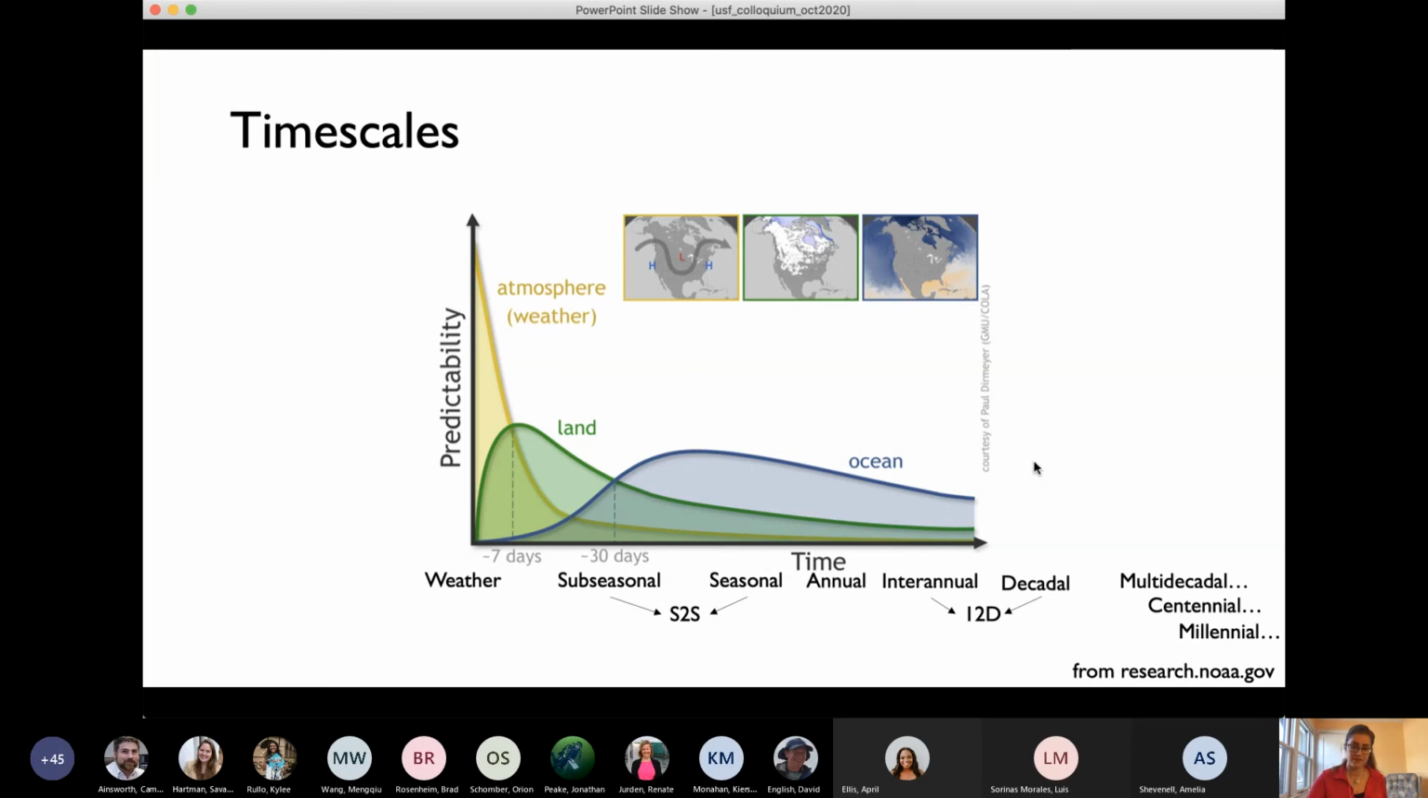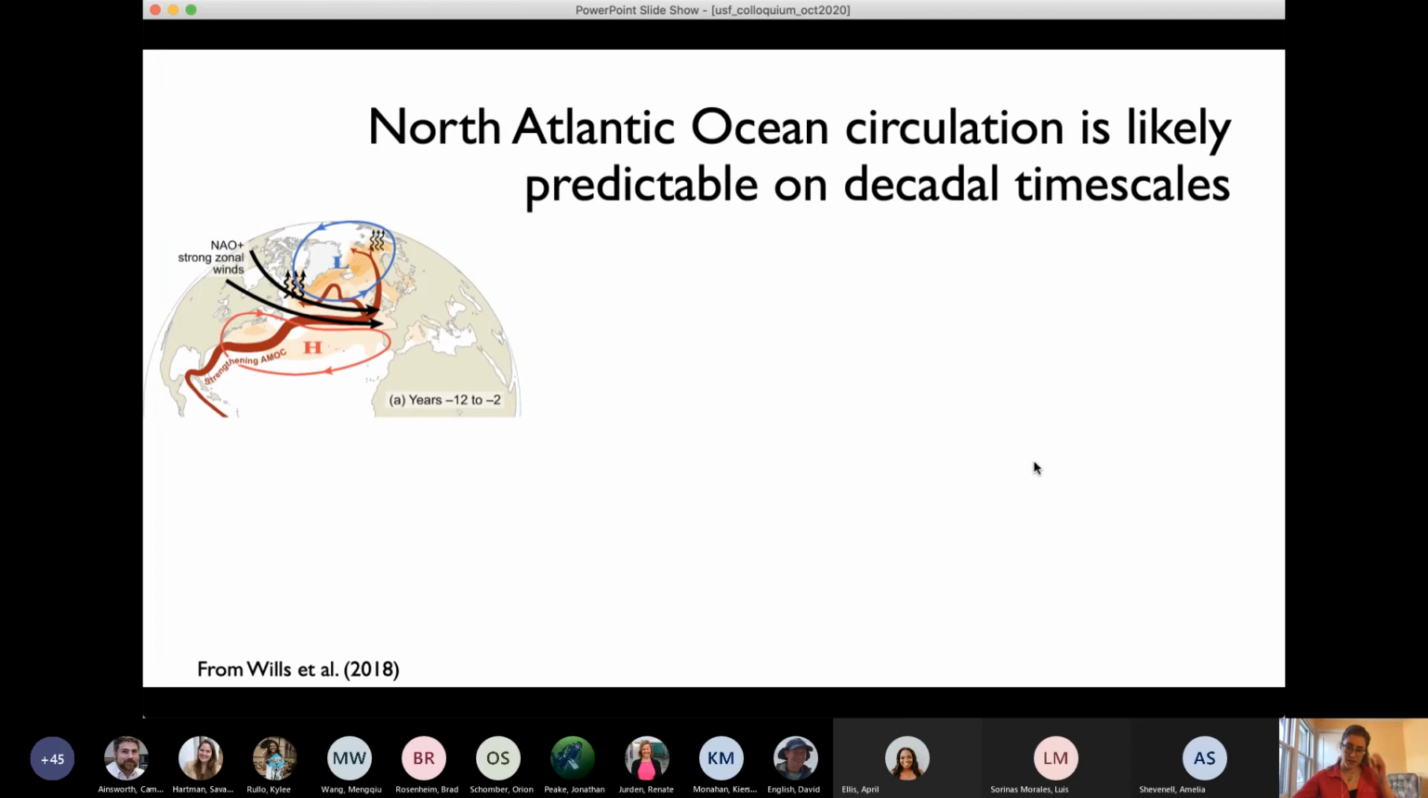So one of the reasons why we think that we should have predictability on decadal timescales is because of what's going on in the North Atlantic. So in the North Atlantic, we have one picture of how we think the coupled North Atlantic system is working. Let's say we have strong zonal winds some winter, in this case, maybe 10 years before a peak in the AMOC. So we have strong zonal winds.